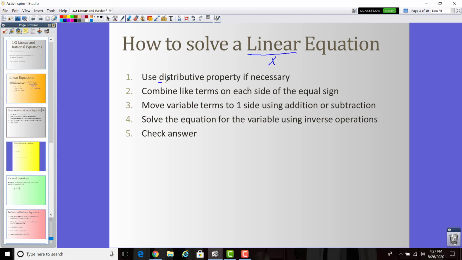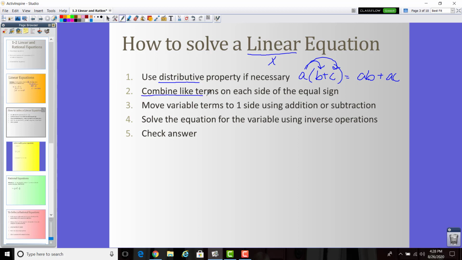So first we want to use the distributive property. If the distributive property is present, we have to do it. No matter how many times it's there, we have to be able to distribute. When we distribute, that will give us the real terms that we are working with in our equation so that we know what to do with them.